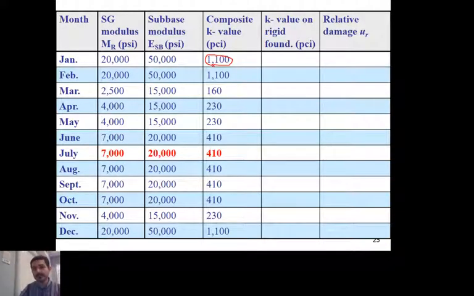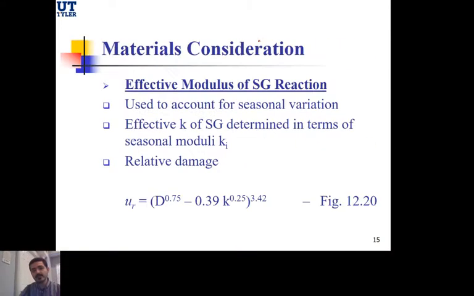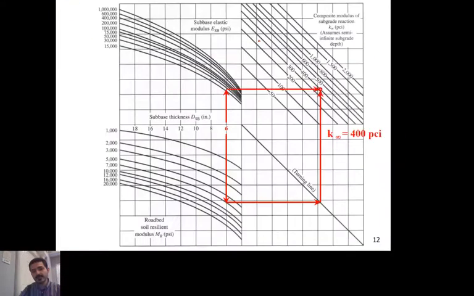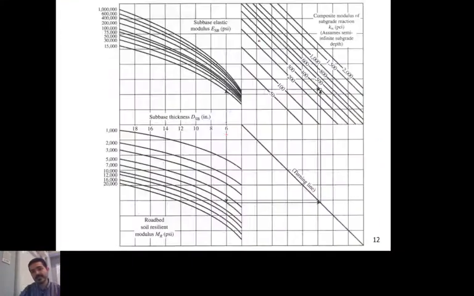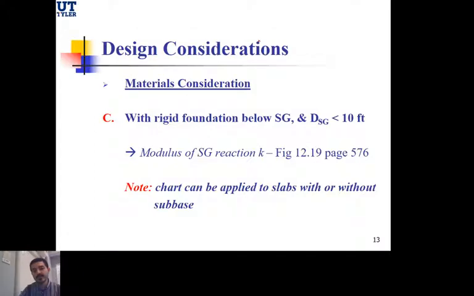So this is the first step. After you get the composite value, the next correction that you need to do is the K value on rigid foundation. If you recall going back to the steps here, after deciding it's case B, not case A, we then need to ask ourselves whether we have a rigid foundation or not.